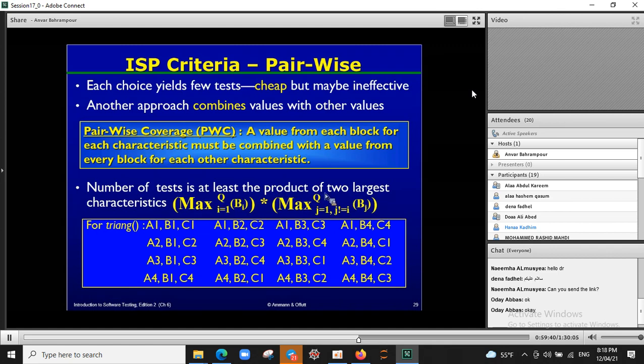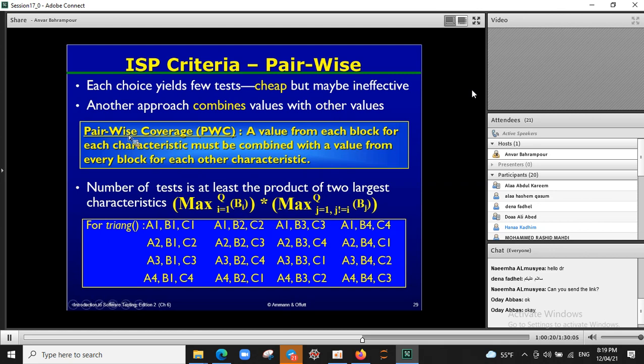The number of tests by this coverage criteria is at least the product of the two largest characteristics. In this case, all characteristics have size 4. So we have 4 times 4, 16 combinations, as explained in this box.